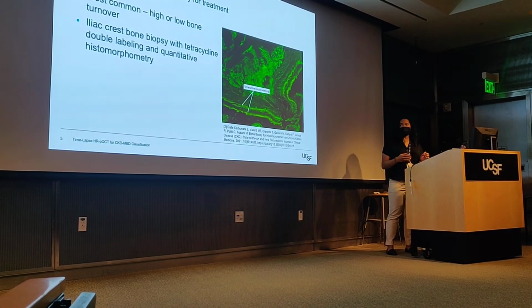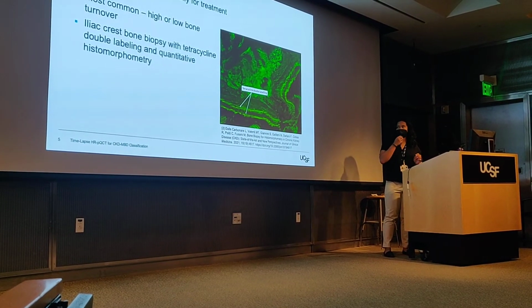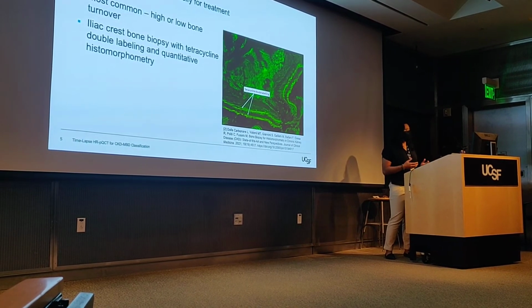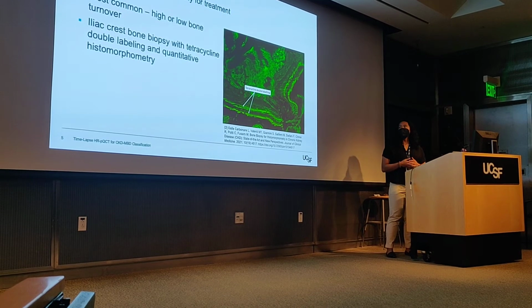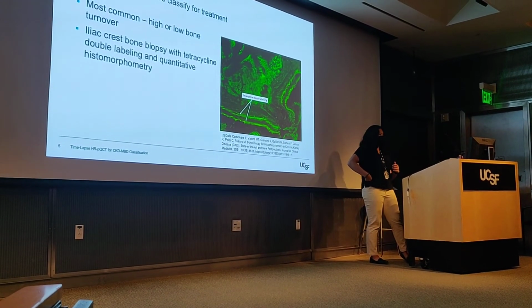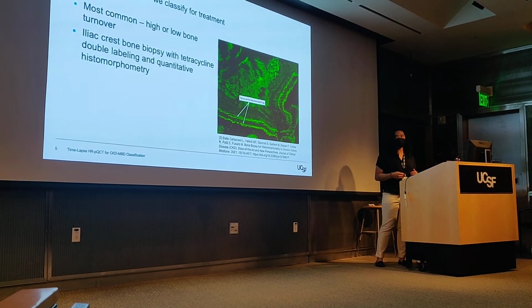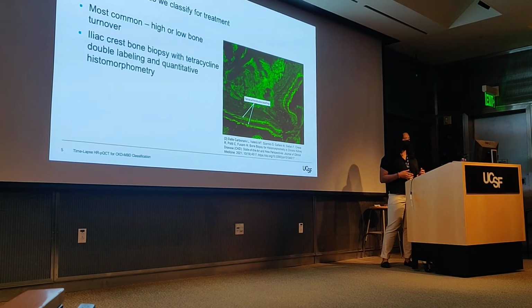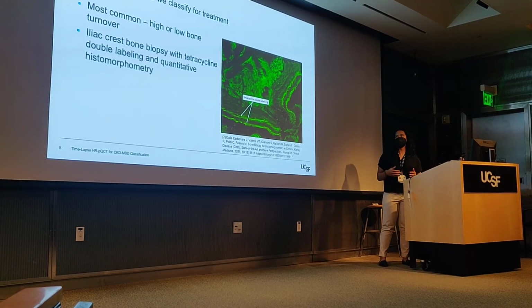How do we classify these patients for treatment? The most common way is to determine their bone turnover, and this is done by doing iliac crest bone biopsy. So right at the top of the hip bone, we'll take a sample of that bone, and they're doing this with tetracycline double labeling and quantitative histomorphometry.